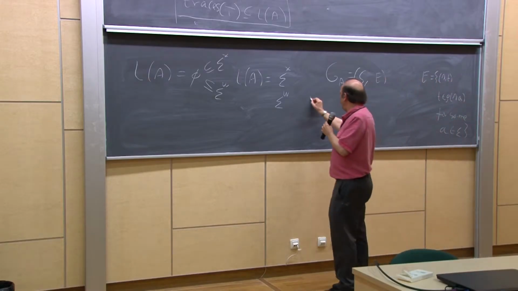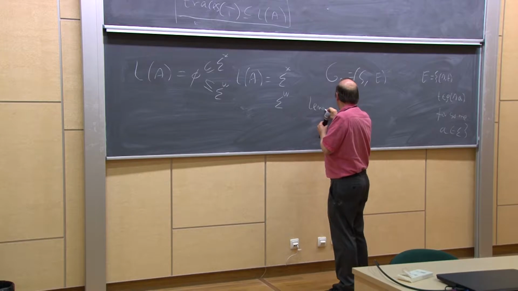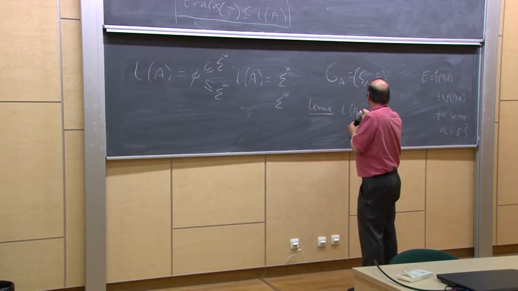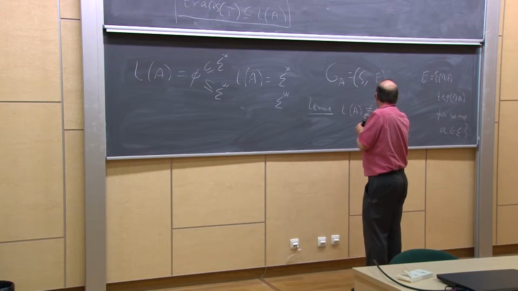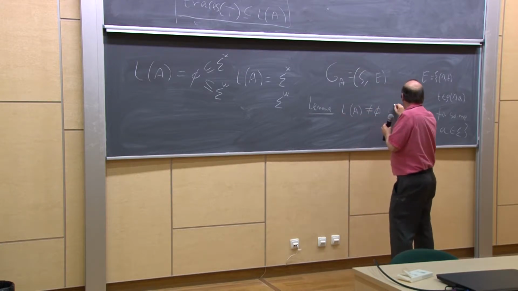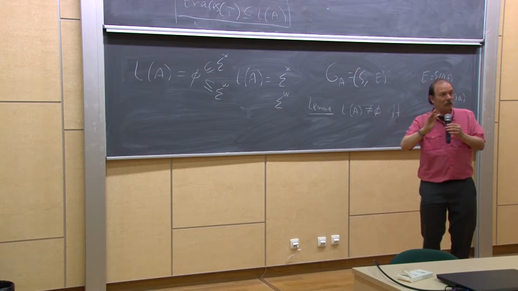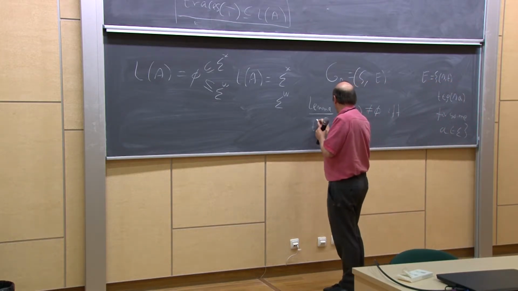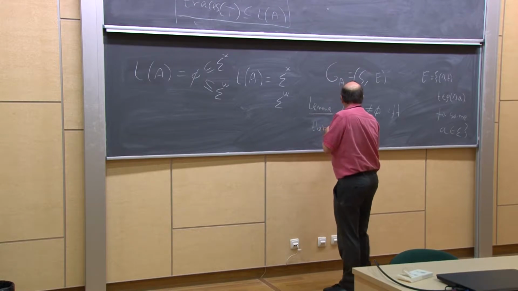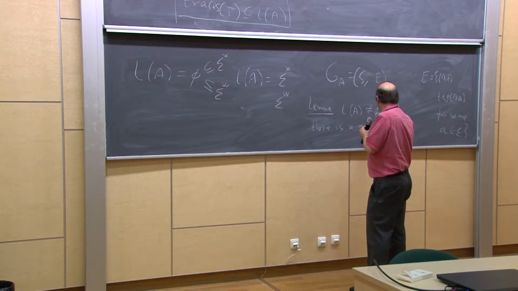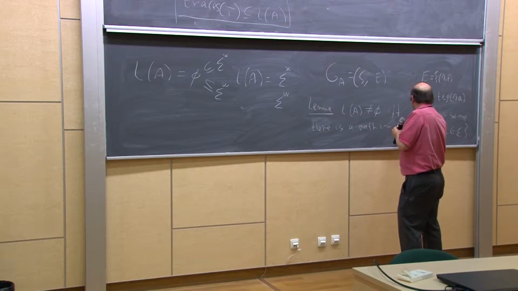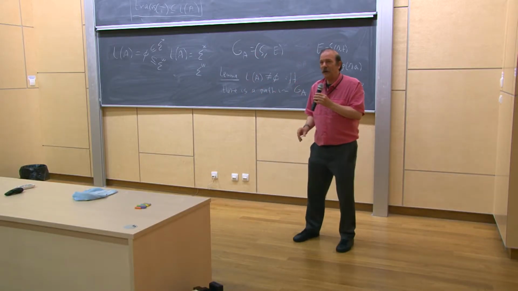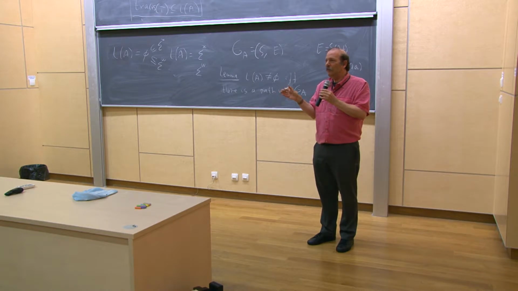And now we can rephrase that theorem by Rabin and Scott as follows. L of A, the language, is non-empty if and only if, now we're doing automata on finite words, there is a path in G sub A. Anybody can complete it: the path has to be from what to what?